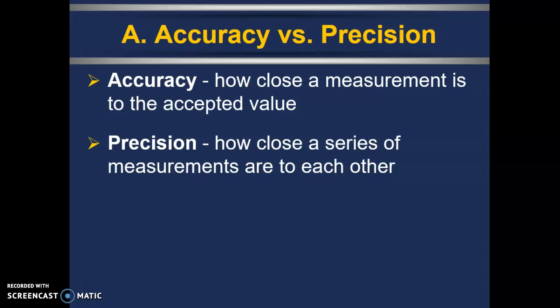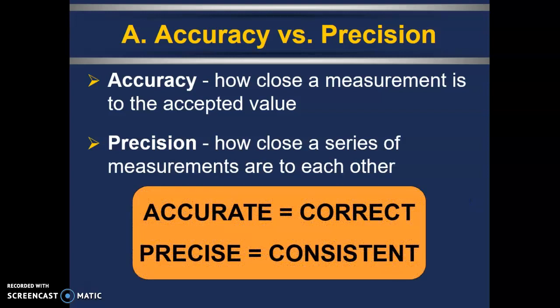As you repeat your measurements, because remember, science should be repeatable, are they all very similar and very close together, or are you getting what seems like a random grouping of numbers? Okay, so accurate: how correct are you? Precise: how consistent are you? That is how you can think of those words.